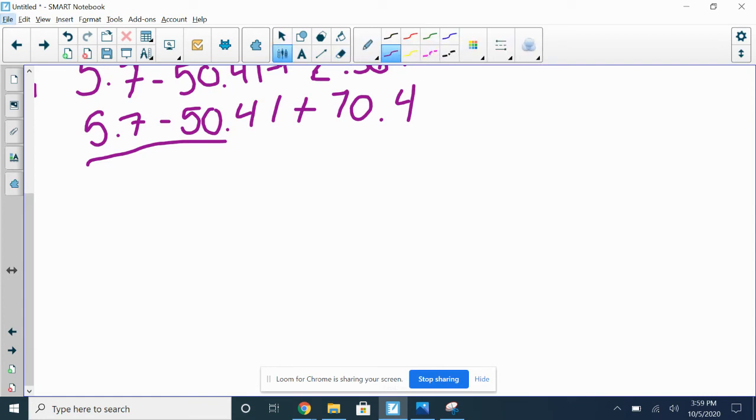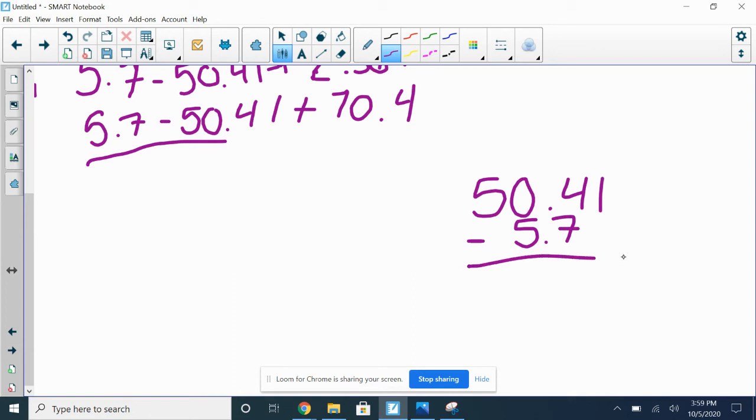We are using our addition and subtraction rules of decimals and integers now. 50.41. We have a positive and a negative. We're going to subtract and keep the bigger sign. So 50.41 minus, because it's subtraction, 5.7. And still adding our 0 to keep our, because we lined up our decimals and we need that 0 as a placeholder. 1 minus 0 is 1.